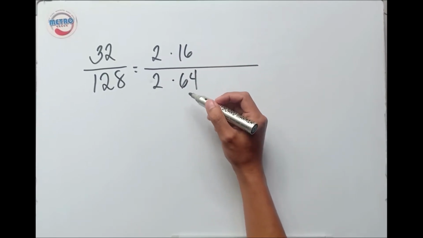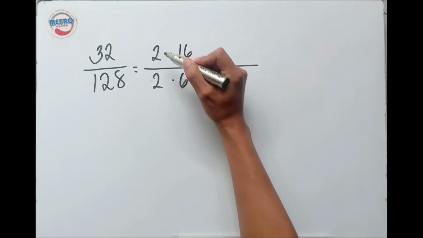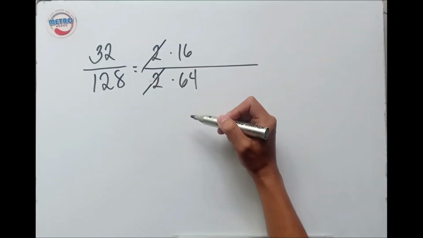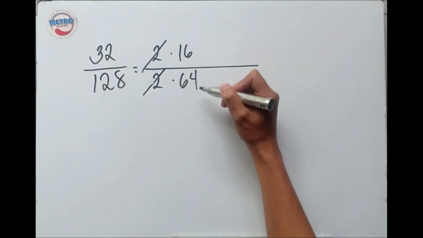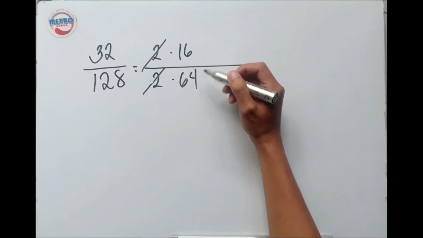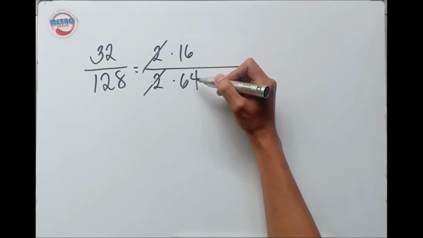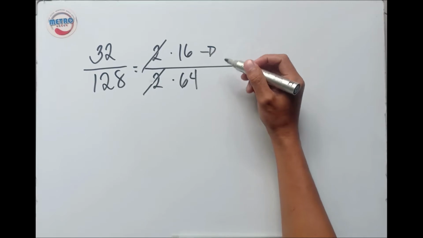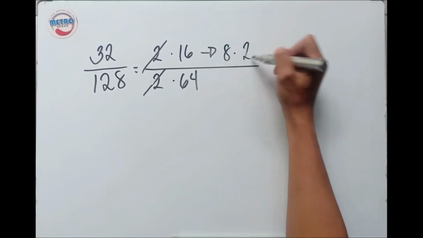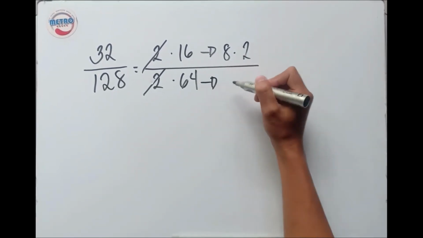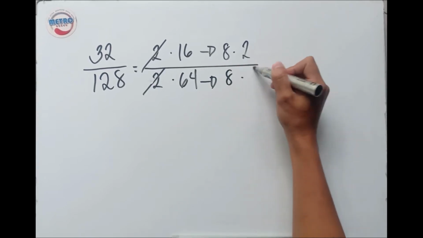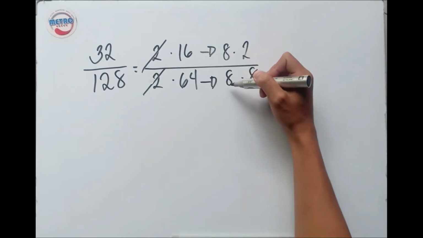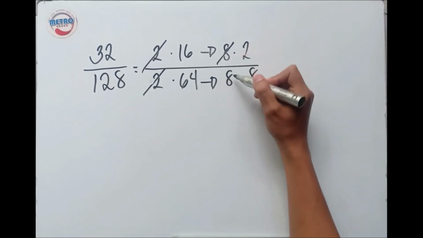If we see a common number in our numerator and in our denominator, we can cancel those numbers. Now we have 16 and 64. Let's try to simplify 16 and 64. 16 can have factors of 8 times 2. 64 can have factors of 8 times 8. Now, you see a common number on the top and bottom, so we can cancel those numbers.